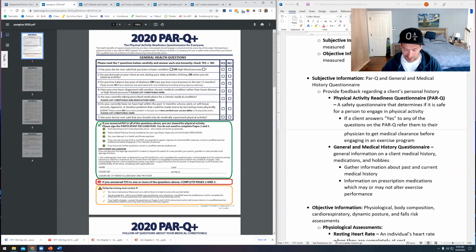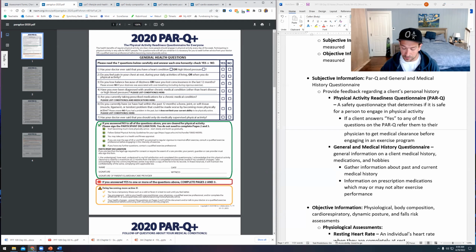But the PAR-Q is something that you should definitely all be doing on its own. Okay, so the PAR-Q, this is your Physical Activity Readiness Questionnaire, and we always want to start with this because this is going to tell us whether or not it is even appropriate for us to train our client, whether or not it's even appropriate for us to take them through a fitness assessment, right?